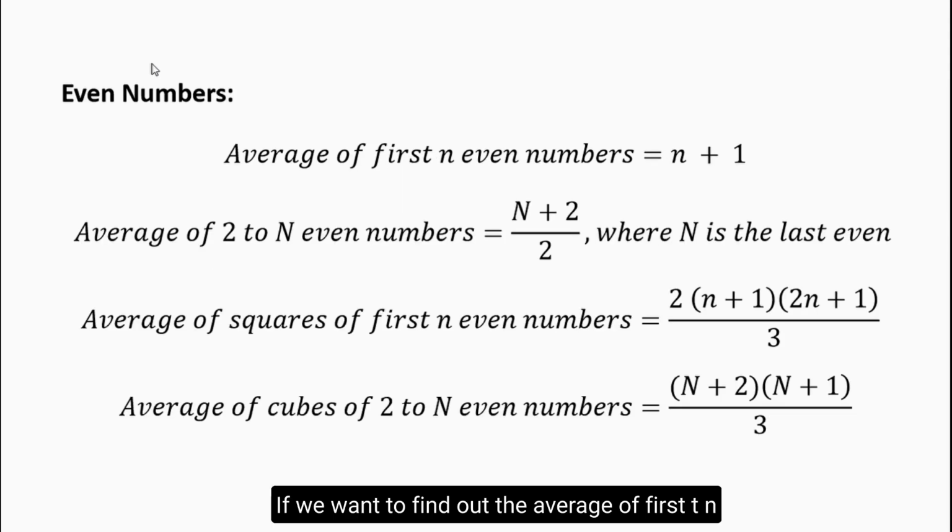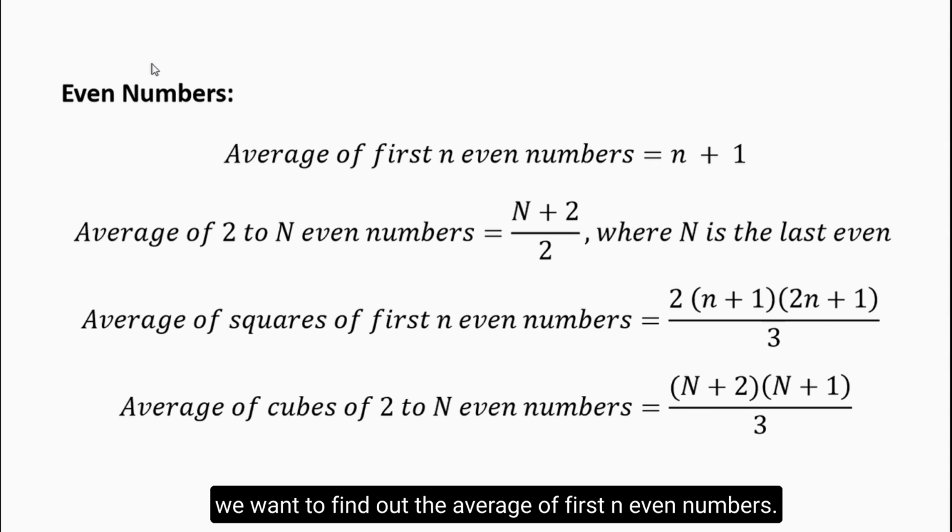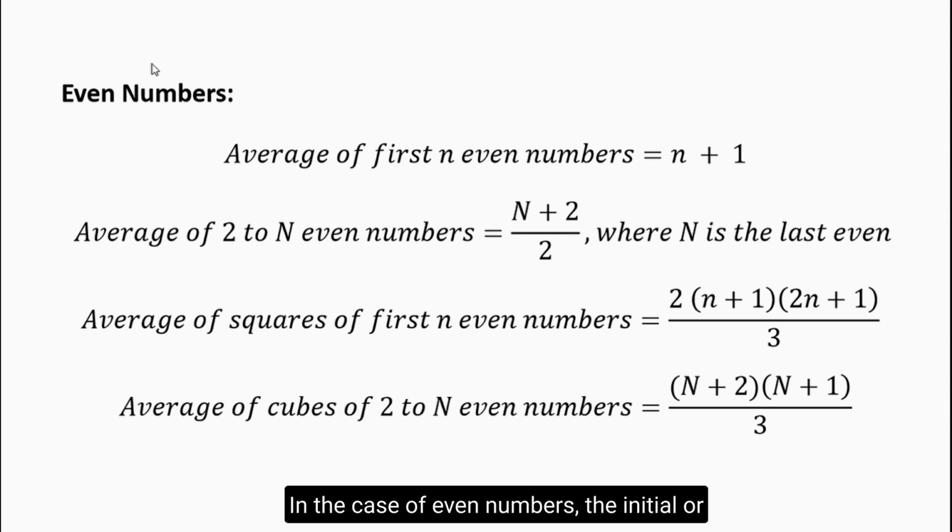If we want to find out the average of first n even numbers, in the case of even numbers, the initial or the starting value will always be equal to 2. Therefore, if we want to find out the average of the n even numbers starting from 2 till n, we can use the formula of n plus 2 by 2. Here, the value of n should be the last even number available in the question.